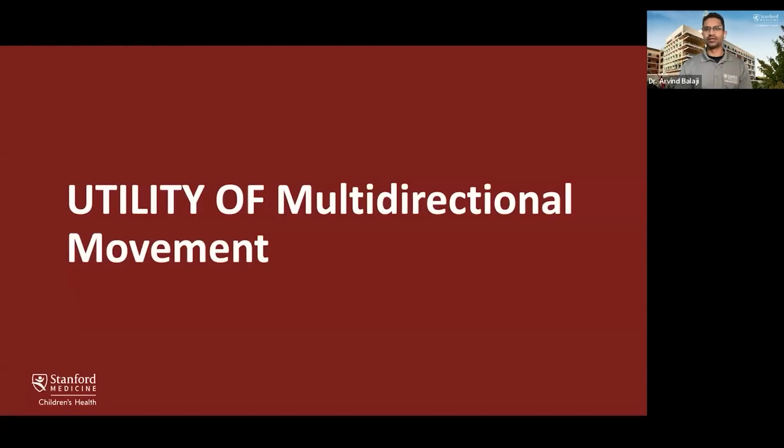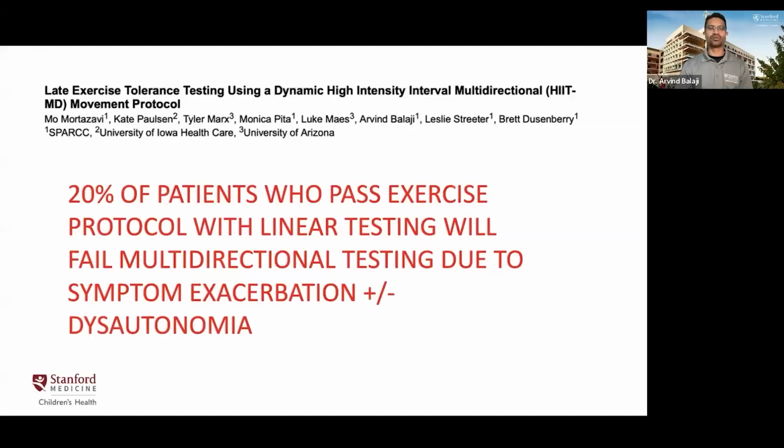There are some recent publications talking about the utility of using multi-directional movement when assessing patients and their abilities to return to sport appropriately. What was discovered is that when you expose patients who have been concussed to an exercise protocol and you increase the intensity of their exercise each day, particularly trying to get them to a higher percentage of their maximal heart rate, you can do this in a linear fashion, such as just using an exercise bike or just using a treadmill and pushing them further and further in terms of intensity.